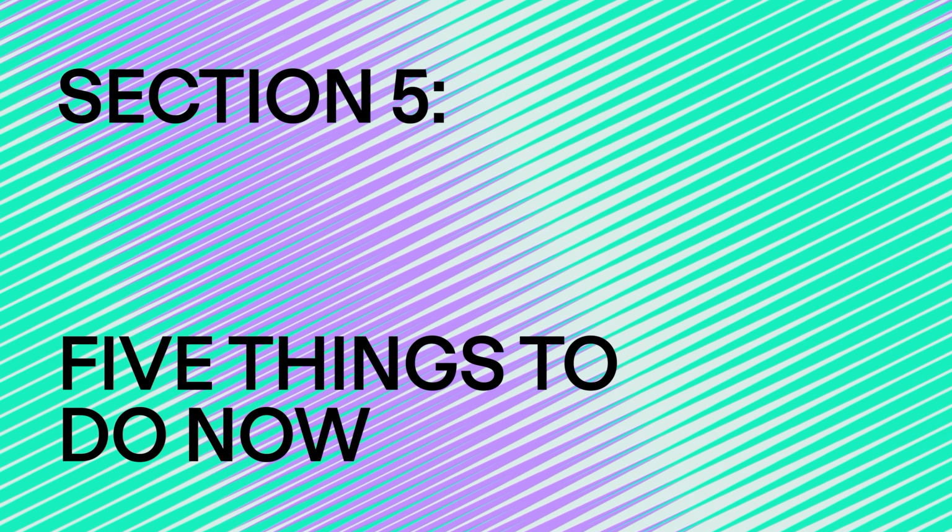Now, here's what to actually do to prepare for this agentic shift. Section 5: 5 things to do now. These are ordered from what you can do tomorrow to what you plan this quarter and beyond.